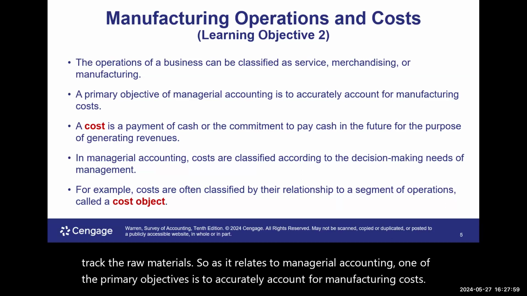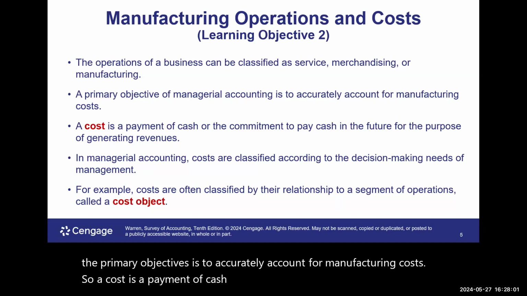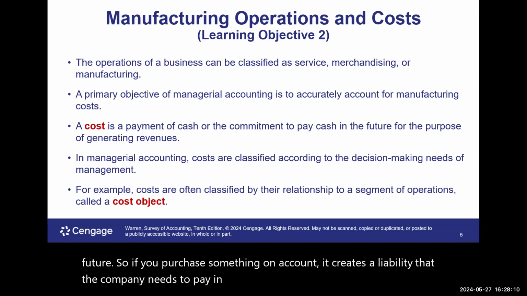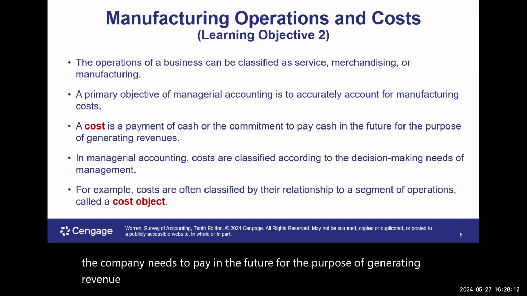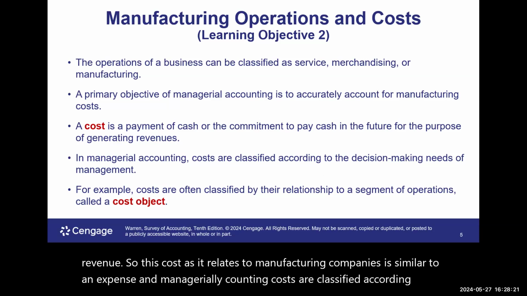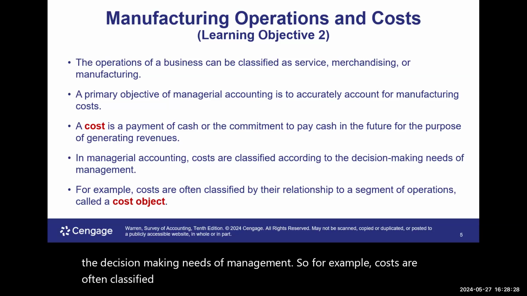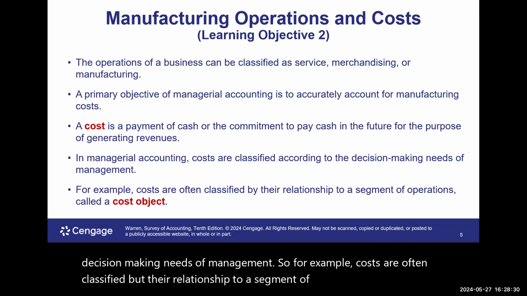So a cost is the payment of cash or the commitment to pay cash in the future. So if you purchase something on account, it creates a liability that the company needs to pay in the future for the purpose of generating revenue. So this cost, as it relates to manufacturing companies, is similar to an expense. In managerial accounting, costs are classified according to the decision-making needs of management. So for example, costs are often classified by their relationship to a segment of operations called a cost object.